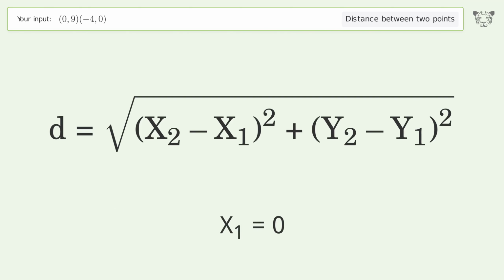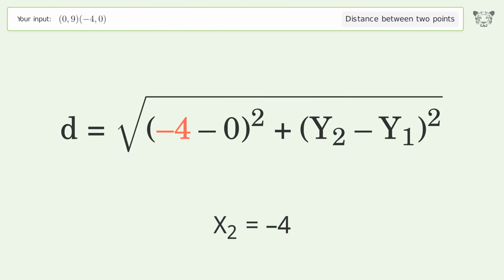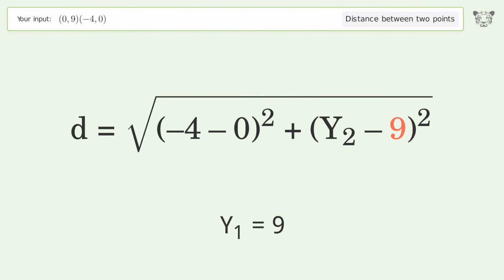x1 equals 0. x2 equals -4. y1 equals 9. y2 equals 0.